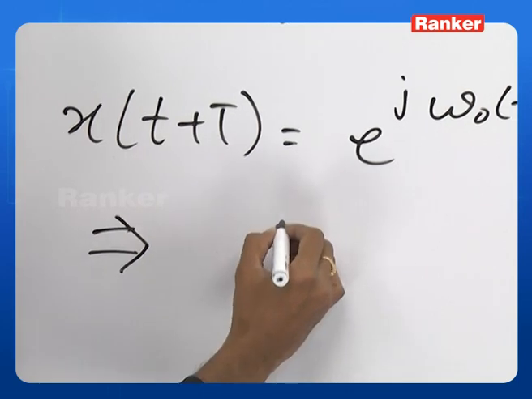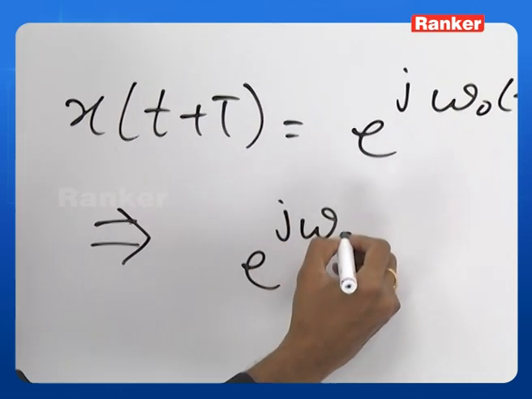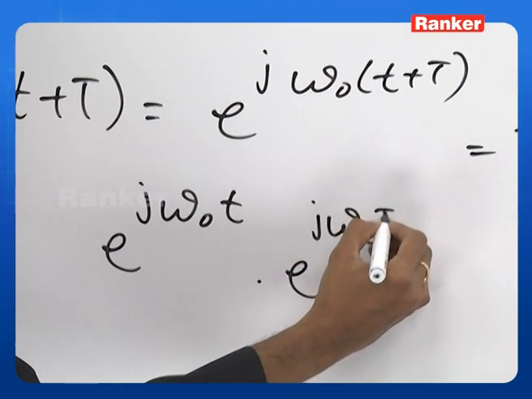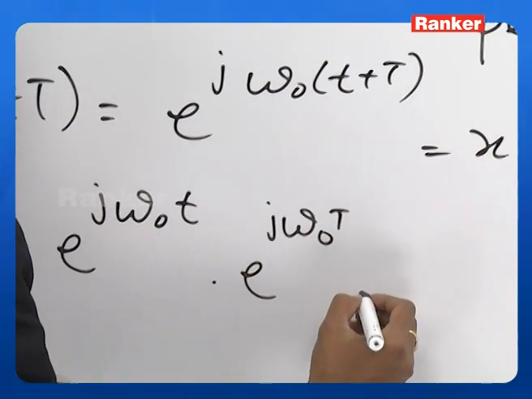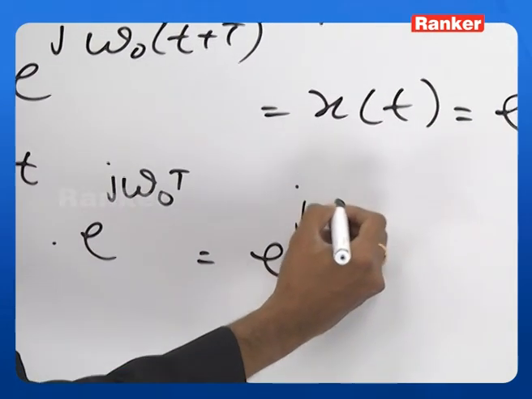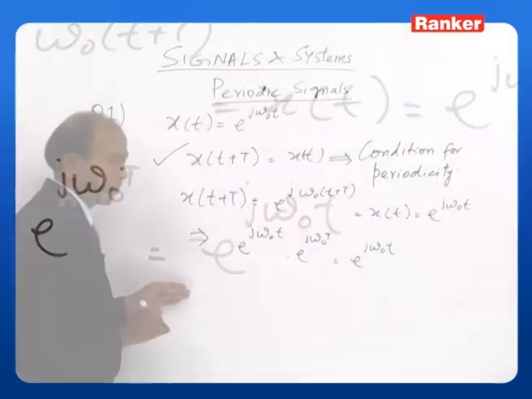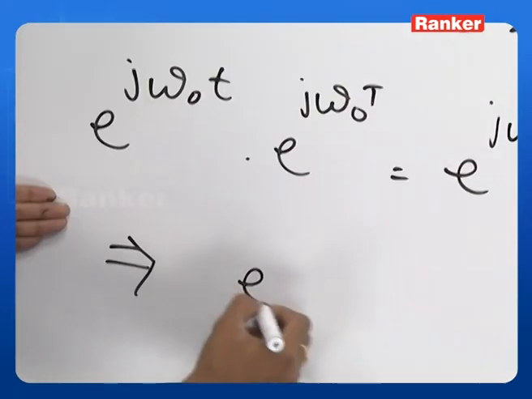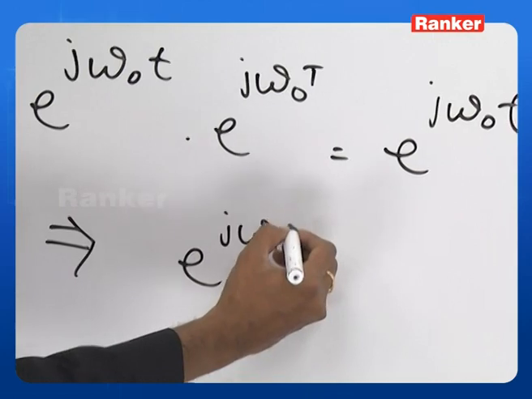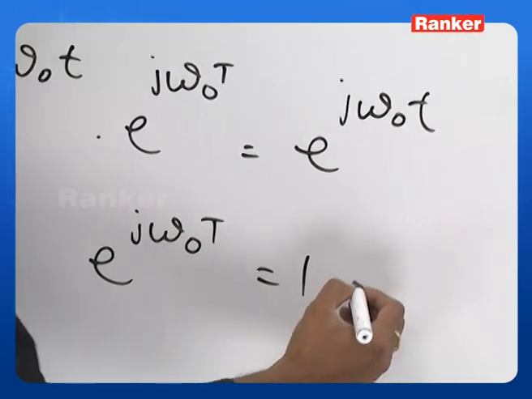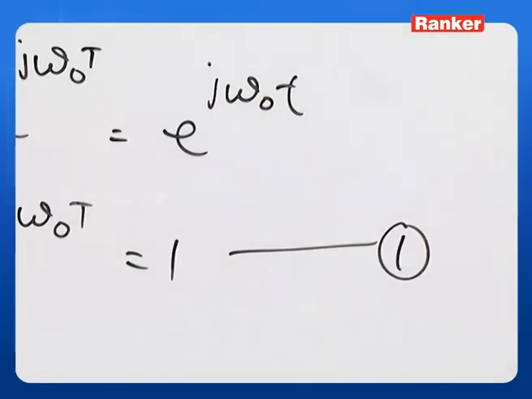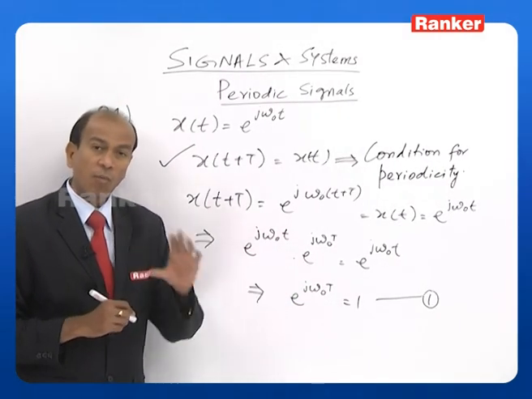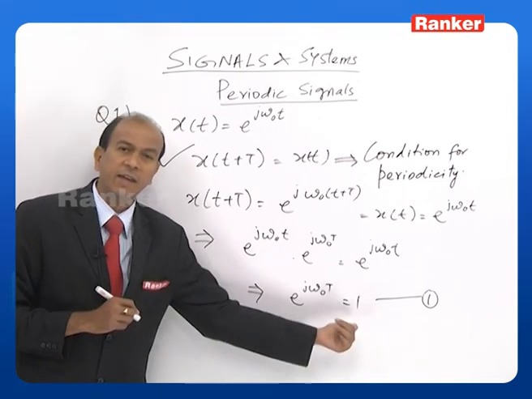Now, let us expand this: e to the power of j omega naught t into e to the power of j omega naught, the time period capital T, is equal to e to the power of j omega naught t. Okay. What does this mean? This means e to the power of j omega naught T is equal to 1. Let us call this equation 1. So, we have to calculate for what values of omega naught you will get the value of 1.